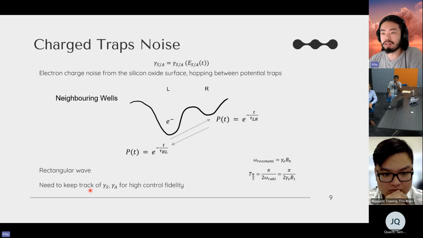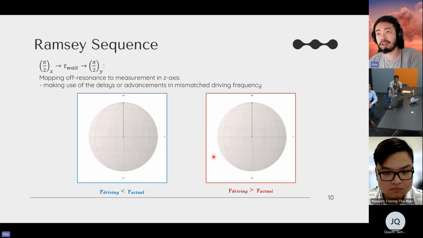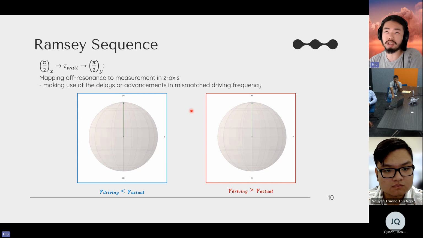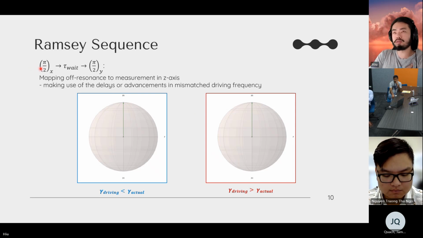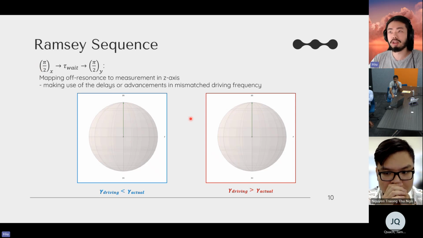And we need to keep track of the gyromagnetic ratio for high control fidelity because of the resonant frequency and also the pulse duration of the Rabi drive. To measure how much we're off our resonant frequency, we can use the Ramsey sequence, which involves a π/2 pulse, then you wait, and then you do another π/2 pulse.